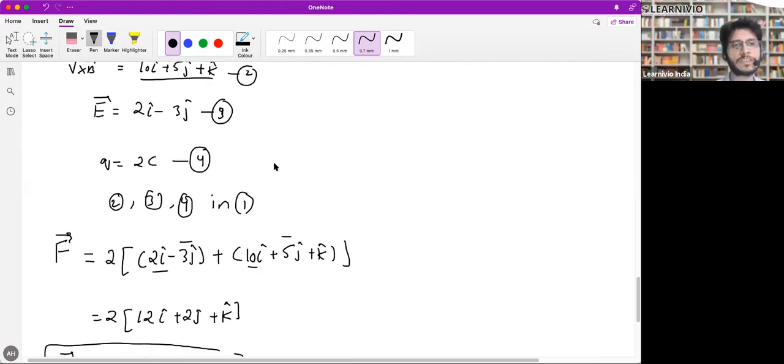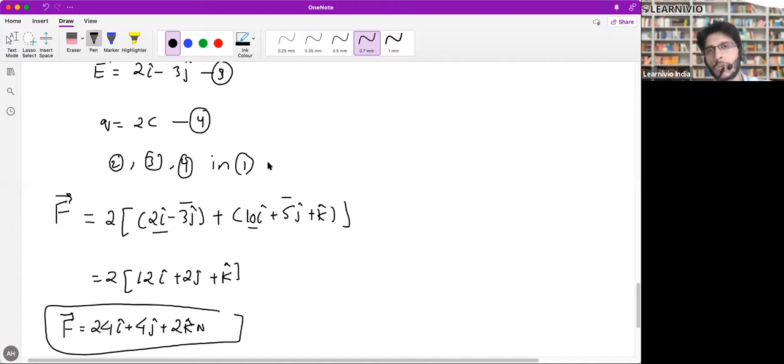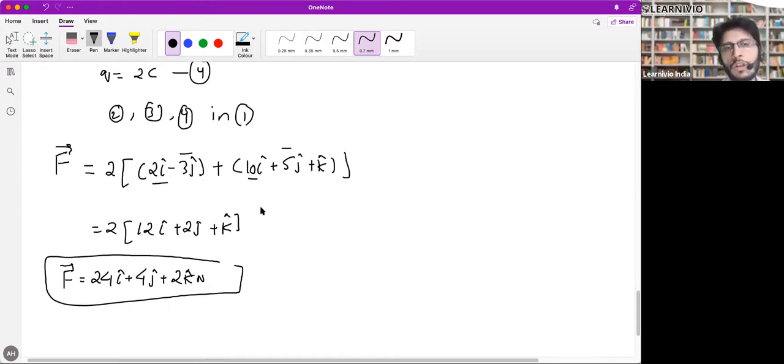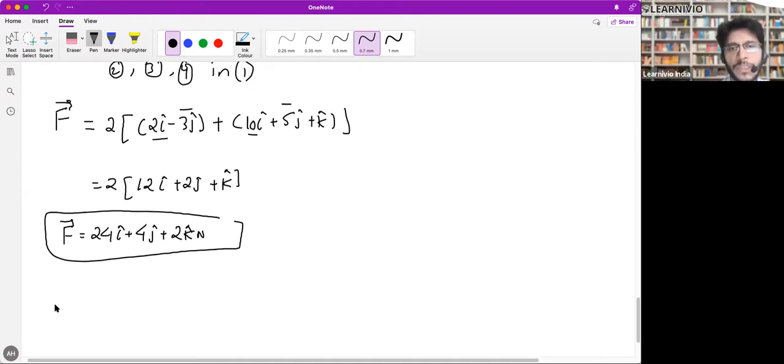So that's the first type of question that you can get on Lorentz force. The second type of questions which are important are on predicting the direction of electric force and magnetic force. The next type of questions are based on prediction.